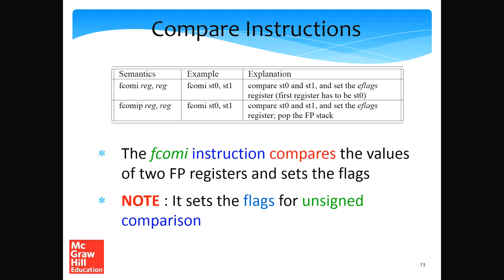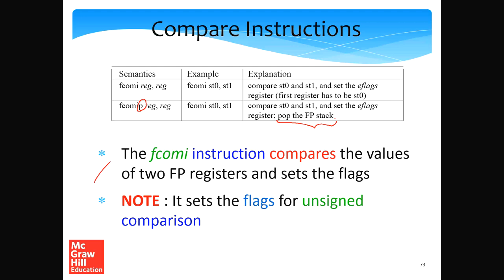So another variant of the FCOMI, the compare instruction. This compare instruction is very similar to the CMP instruction for integers. So essentially we compare registers and we set the flags. That's a simple basic idea. We can additionally have the P suffix where we compare two registers and we set the flags register, and additionally at the end we pop the floating point stack. So let's say we don't need a value, we don't need ST0 for example. We can do the comparison and then at the end of the instruction we can also pop the floating point stack.